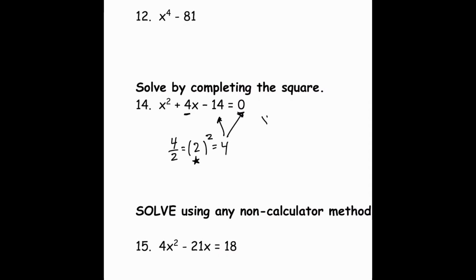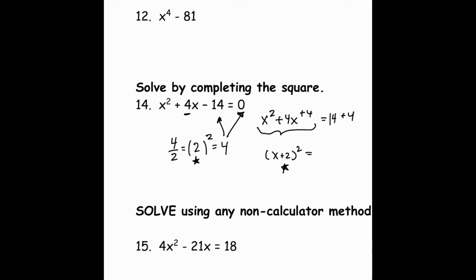So we're going to have x squared plus 4x. The negative 14, I'm going to move to the other side of the equal sign, so that's positive 14 on the right-hand side. I need to add 4 to both sides. Add 4, add 4. The left-hand side is guaranteed to factor into whatever the star was. So this is going to be x plus 2, because the star was positive. It's going to be x plus 2.